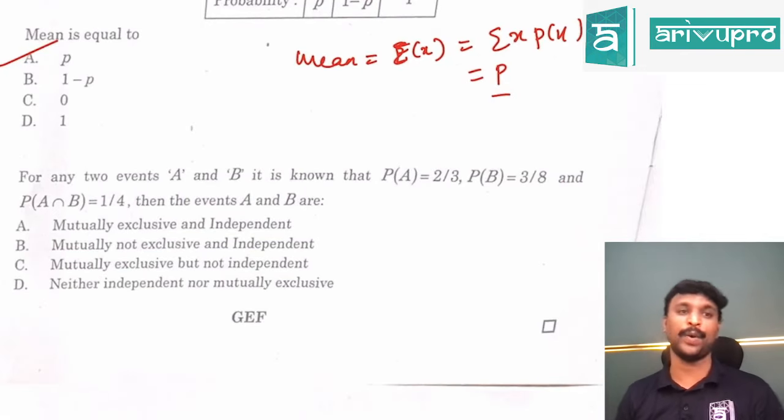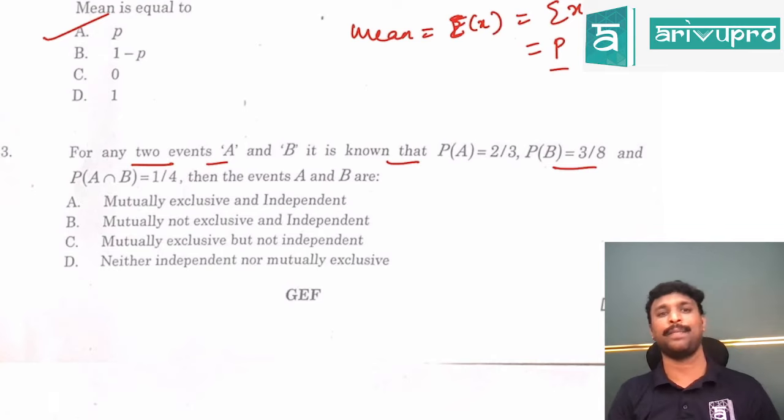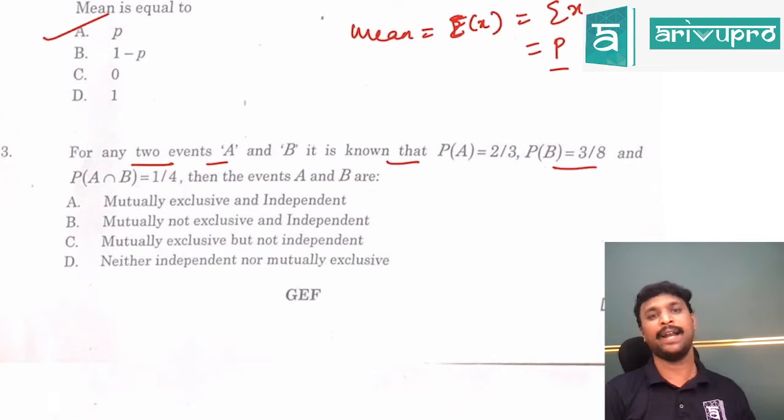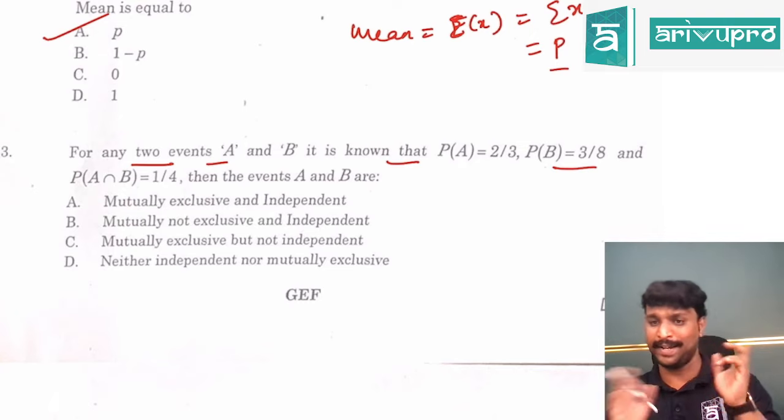A very easy question. Guys, look at the next question, 43rd. For any two events A and B, it is known that P of A is equal to 2 by 3, P of B is equal to 3 by 8, and P of A intersection B is 1 by 4. The events A and B are what? Are they mutually exclusive or independent? That we have to check.